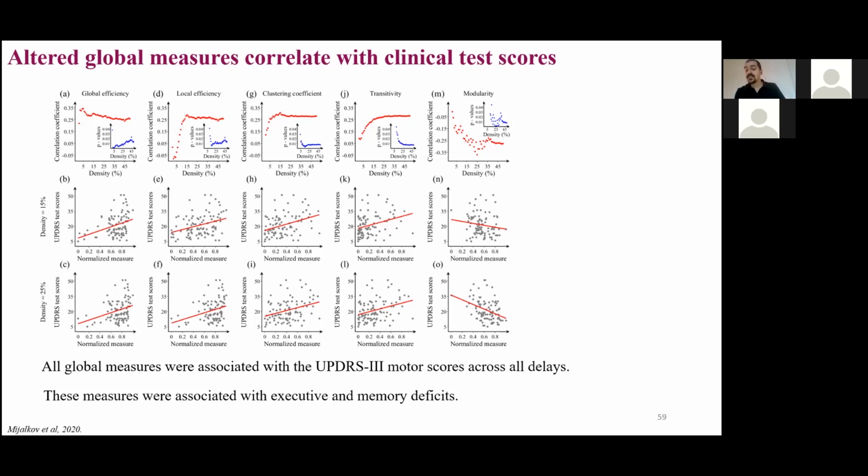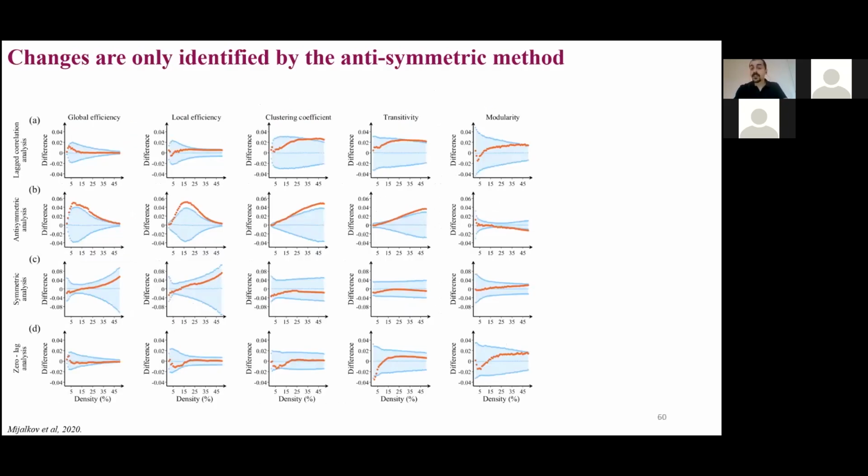And again, not only with this test, but there are different tests that measure executive and memory deficits in this type of patients. And we see again that all of these global measures showed this high correlation also with this type of deficits. And another interesting thing is that all of these changes were observed only by the antisymmetric method, which basically indicates that looking at the directed connectomes in comparison to the undirected ones could actually be beneficial in the clinics, because you would have a more sensitive method that could capture early Parkinson's disease, and then potentially you could treat it better if you catch it earlier. And this is one of the ways that you might be able to do it.